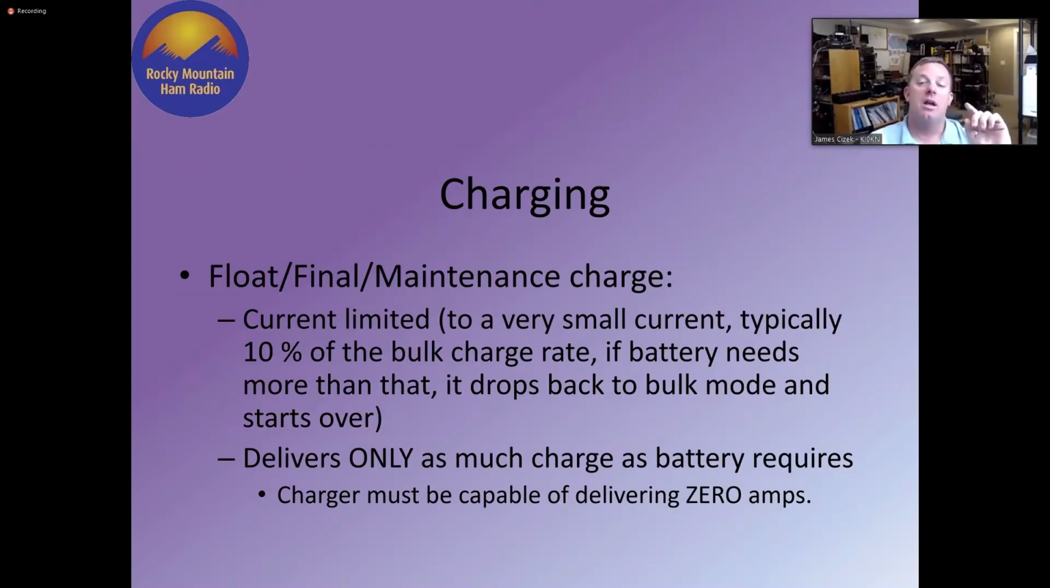The charger only delivers as much charge as the battery requires, which means that as temperature swings change during the day, it will maybe deliver a little bit of current to the battery. However, when the temperature swings back the other way and now there's excess energy, the charger has to be capable of delivering 0 amps to allow the battery to naturally migrate back down to essentially 100% charge.